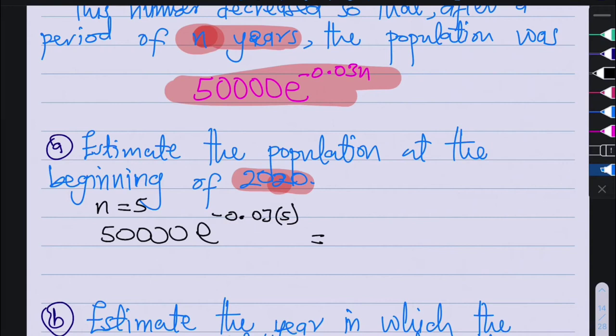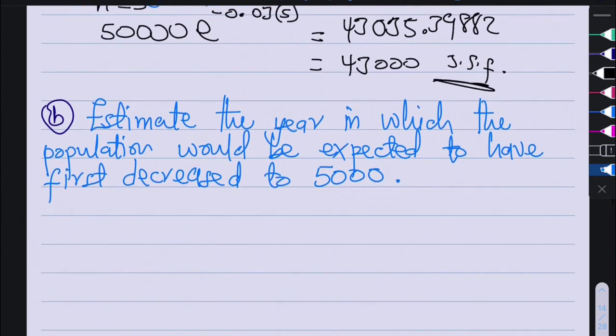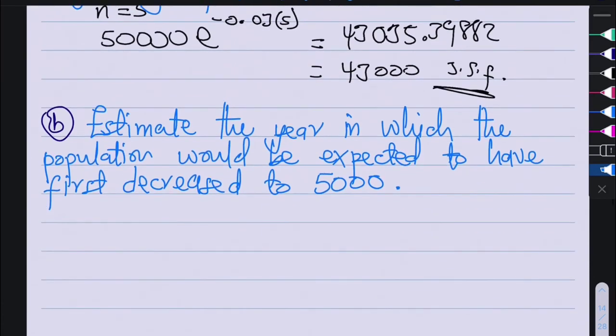So e to the power negative 0.03 times 5 is going to give us 43035.39882. So this is basically 43000 correct to 3SF, right? Okay. Now the B part says estimate the year in which, so now we are going to look for the n, okay? Estimate the year in which the population is expected to have first decreased to 5,000.